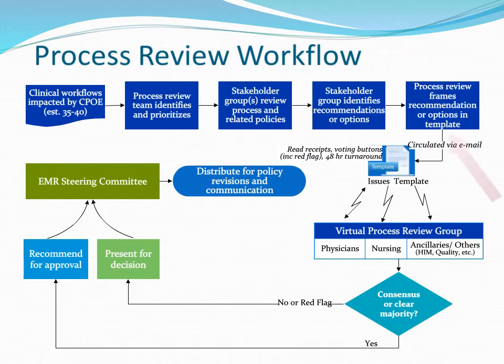Then the process review group will frame the recommendations as several options or recommendations in a template, and we'll show you that template in a minute. Templates will always be just one page long and will include all the information you need to place an appropriate vote. Then an individual template for each issue will be sent to the entire group by email for a voting process. This voting process occurs very quickly. You have 48 hours to review the process and return your vote.